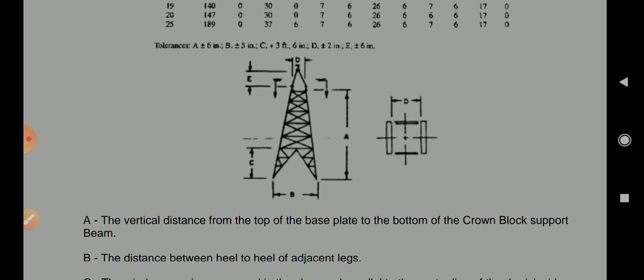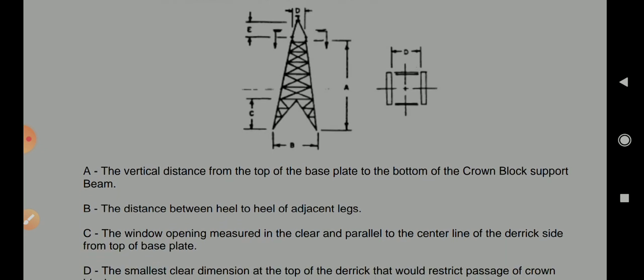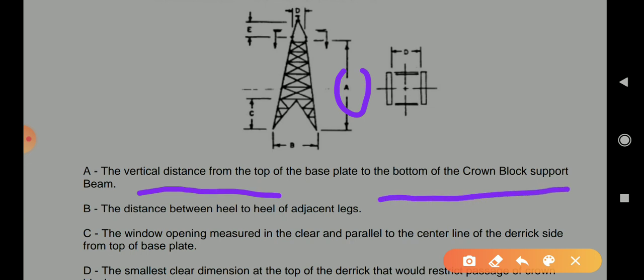Here the information is given in a nomenclature: A, B, C, D. Here A is the vertical distance from the top of the base plate to the bottom of the crown block support beam. So he is specifying what A is, that is the vertical distance. And the next one is B. What is B? The distance from heel to heel of the adjacent legs, at the bottom side.